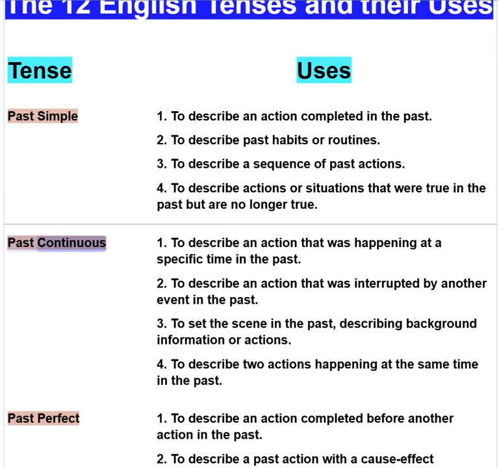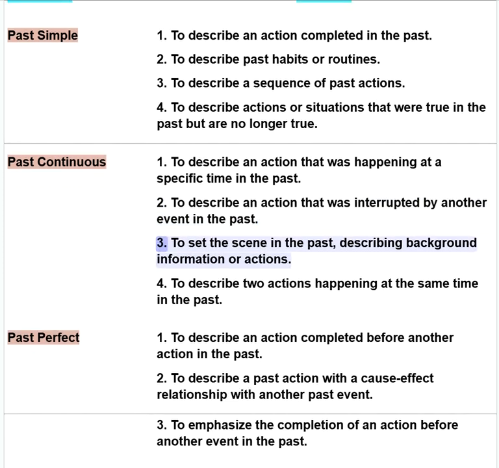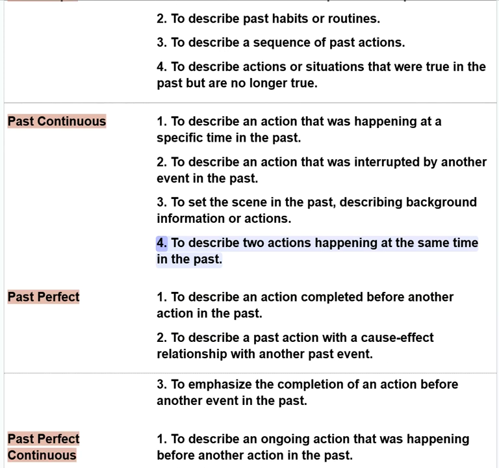Past continuous. 1. To describe an action that was happening at a specific time in the past. 2. To describe an action that was interrupted by another event in the past. 3. To set the scene in the past, describing background information or actions.